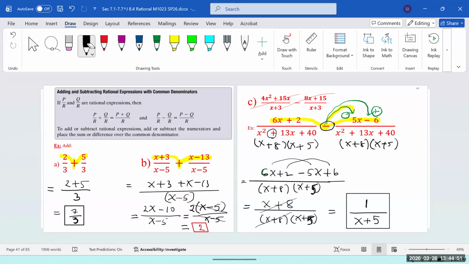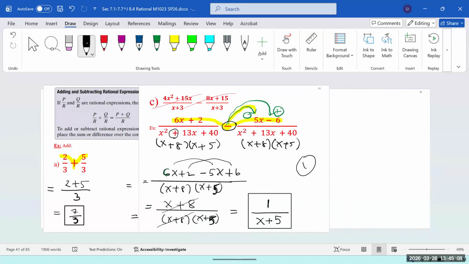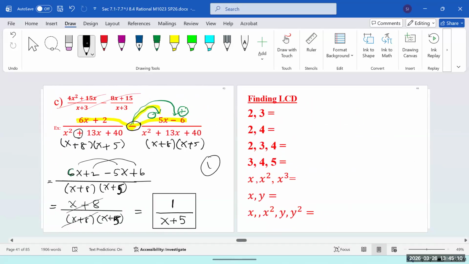So in the exam, I'm going to give you one of these where you have the same denominator: combine them, simplify them. But our life will not always be so easy. If you don't have the same denominator, here comes our hardship. Make it the same. So now you have to learn how to make them the same. This concept is called LCD.